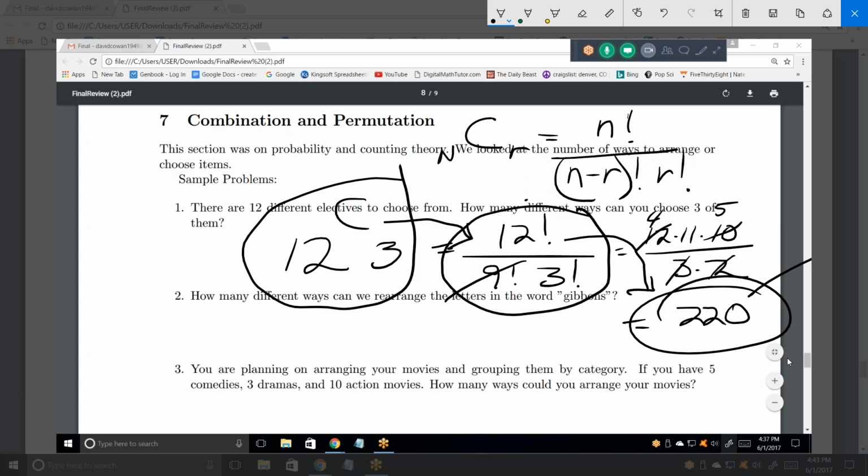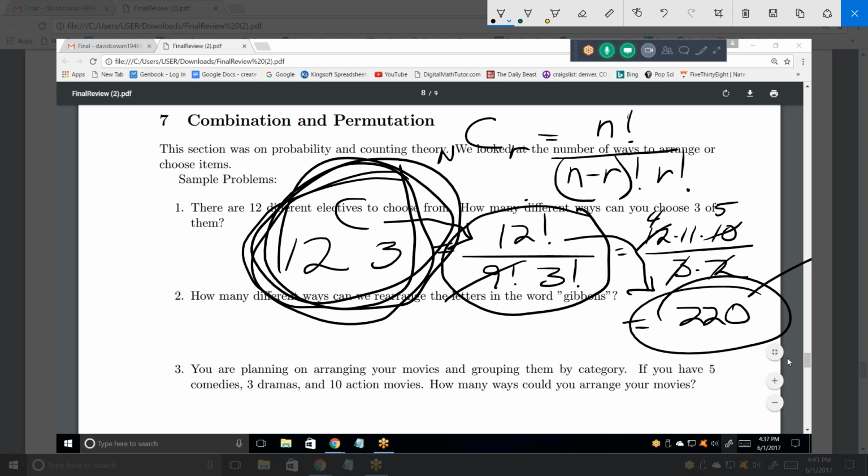Now, it's true that your calculator has a choose button where you put in the N and the R. What kind of calculator do you have, Dominic? I actually don't have that great of one, but I might be able to borrow one. Well, you probably are not going to need a calculator for these. My guess is that all the problems they give you, you're going to be able to do manually, just like I did it. I didn't need a calculator to come up with 220. I just needed to know how to reduce 12 factorial divided by 9 factorial times 3 factorial.